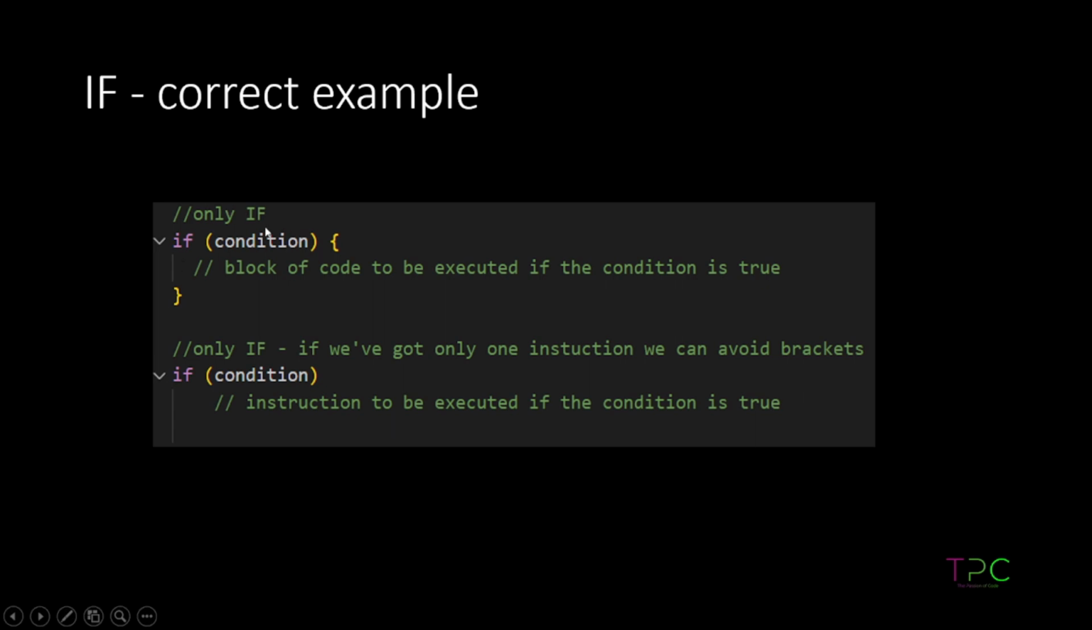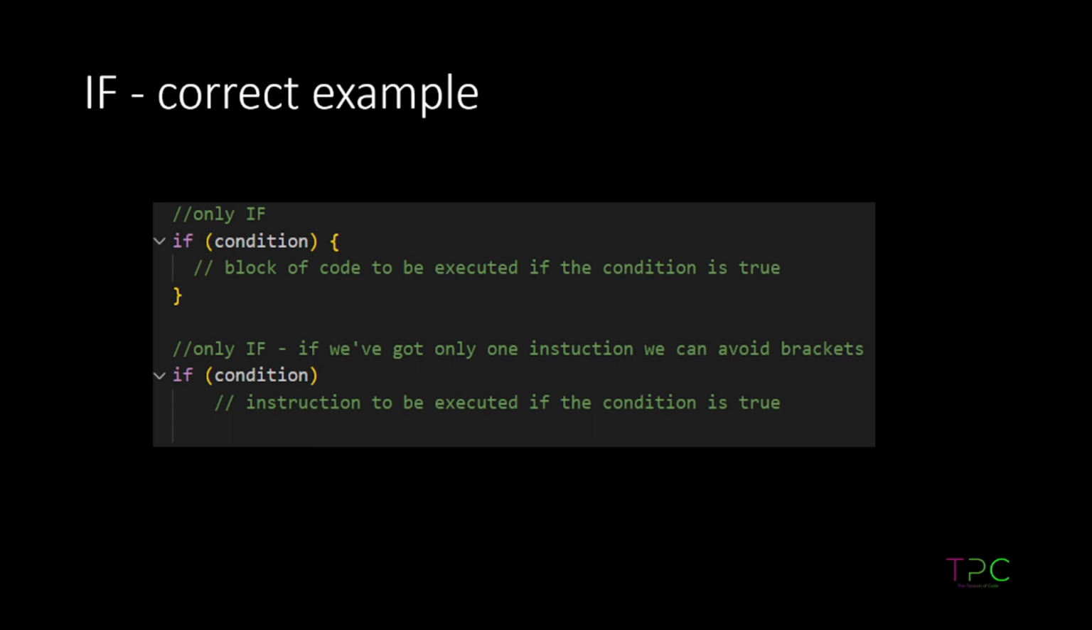So if the condition is true, the block will be executed, right? Here we've got some small exception, some feature actually. If we've got only one instruction, we can avoid brackets. Curly brackets, I mean, right? Those brackets. But the round brackets for the condition have to be provided, and the condition also. So, if you want to, for example, only print a line, then you can avoid the curly brackets. So that's only one instruction ended by a semicolon, of course.